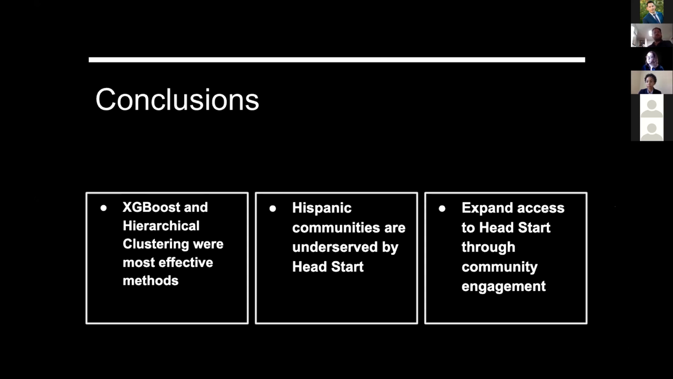In conclusion, XGBoost and hierarchical clustering gave the best results overall for our data set and problem definition. With these models, we've identified that the Hispanic community is the most underserved by Head Start in New Mexico. We have identified the census tracts that can benefit the most from additional funding and could potentially make a noticeable difference in the lives of children that live in these areas by reaching out to those communities and encouraging them to apply for funding.